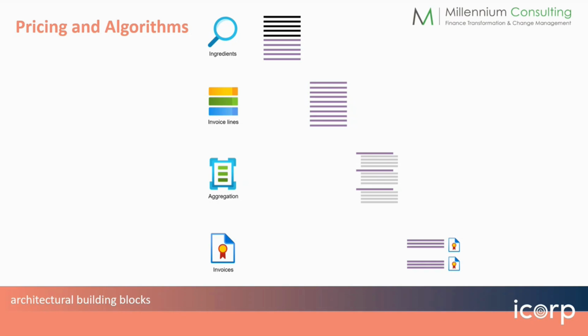Finally, when we have those invoice lines, we're still not at the invoice level because there's aggregation taking place. Sometimes one invoice line leads to one invoice, but most of the time we aggregate and consolidate invoice lines to a separate stream of invoices.